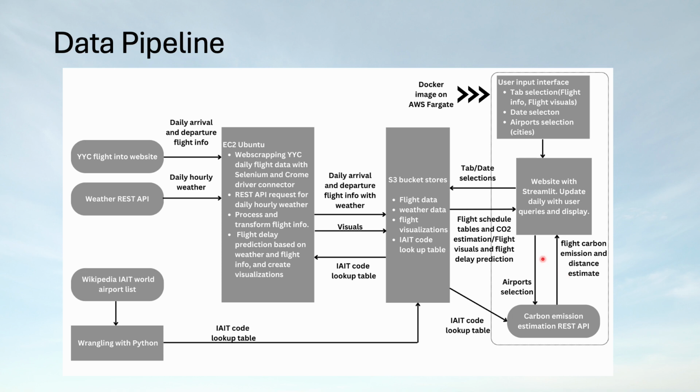For data storage, currently we use an S3 bucket to store our lookup table, flight data, and visualization. As for deployment, we utilize Streamlit for the web application, create a Docker image, and deploy on AWS Fargate for stability and scalability.